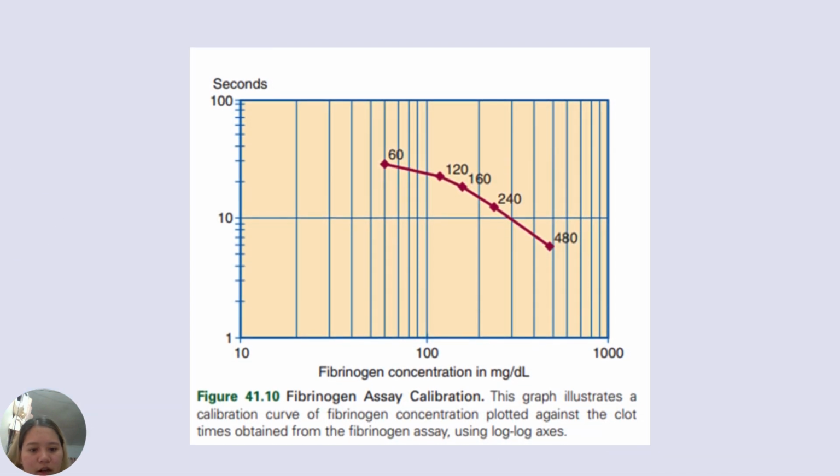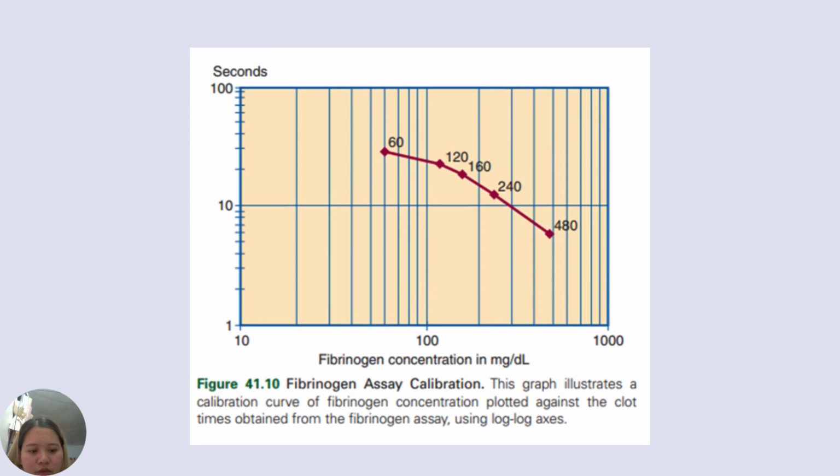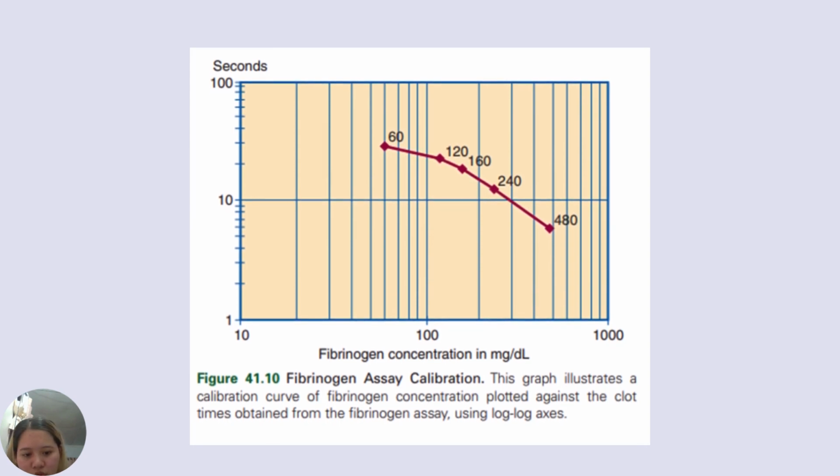So in this graph, this graph illustrates a calibration curve of fibrinogen concentration plotted against the clot times obtained from the fibrinogen assay using log-log axes.